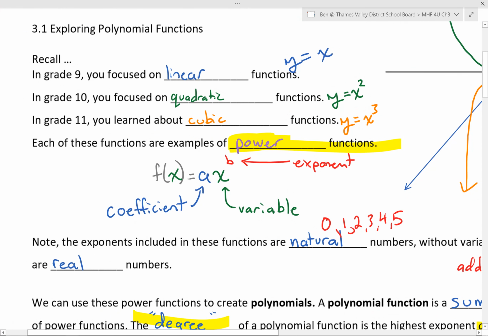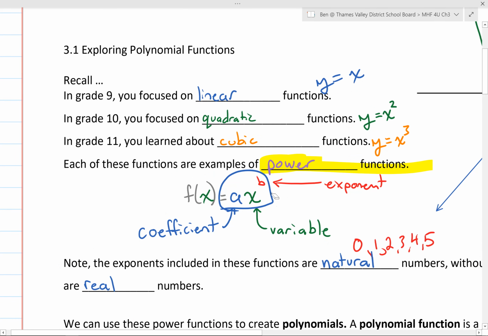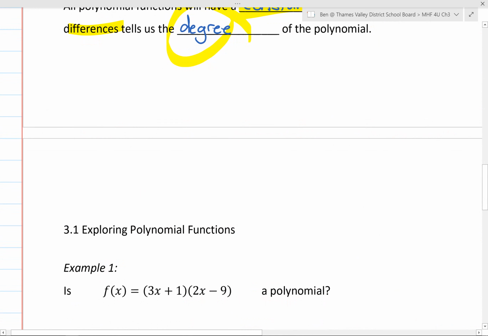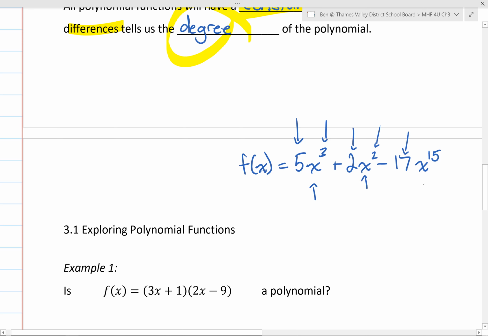A polynomial is made up of a sum or difference of power functions. We have our power functions all right here. Right? Well, a sum or difference of power functions typically might look like f of x. It might look like 5x cubed plus 2x to the power of 2 minus 17x to the power of 15, right? Where we're building each term in the same way with a coefficient, a variable, and a degree. A coefficient, a variable, and then a degree. A coefficient, a variable, and then a degree. That's not how this one looks, right?